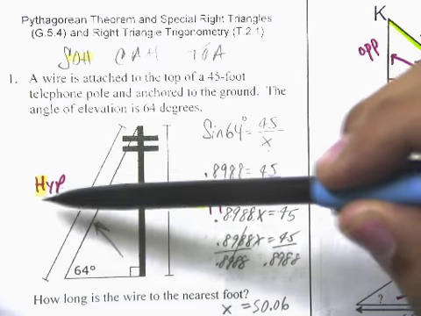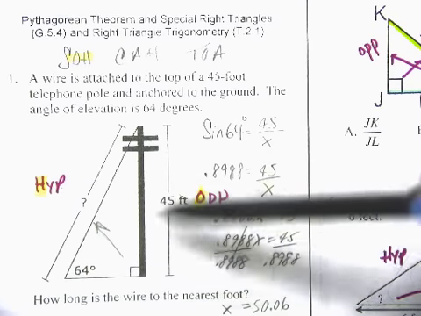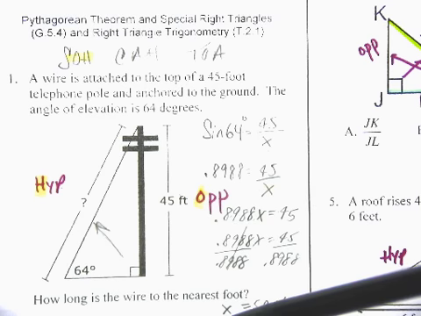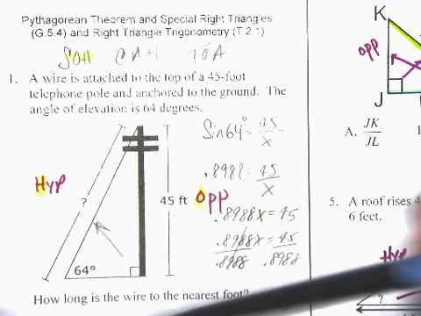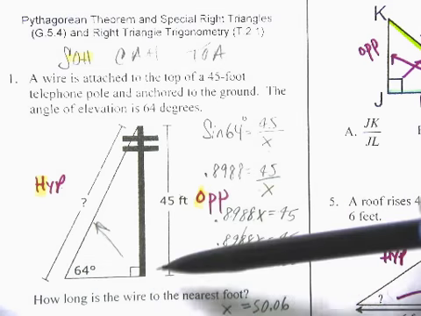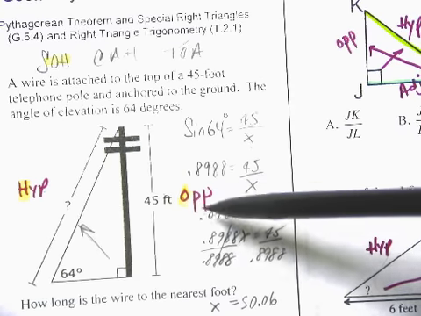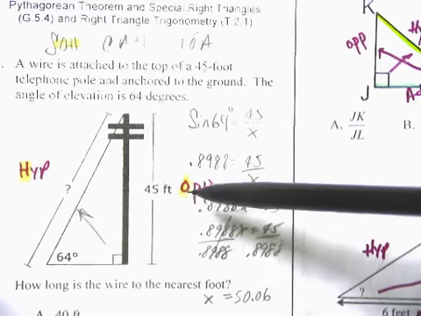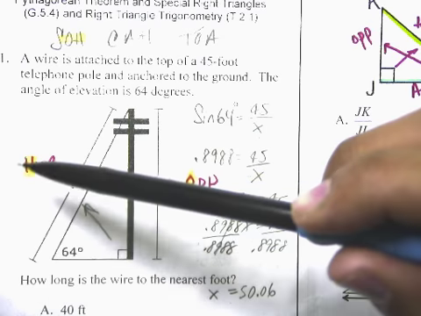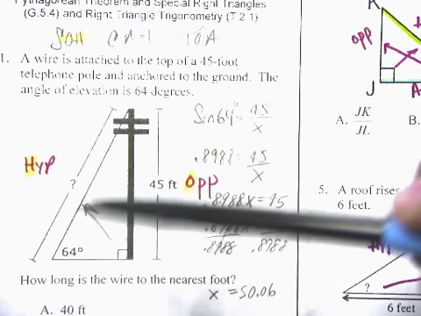The first thing I did was I labeled my hypotenuse, and then I labeled the opposite side of the angle, and this would be the adjacent side here. But when we look at it, they gave me the opposite side. That's why I highlighted the O, and they're asking me for the hypotenuse, so I highlighted the H.